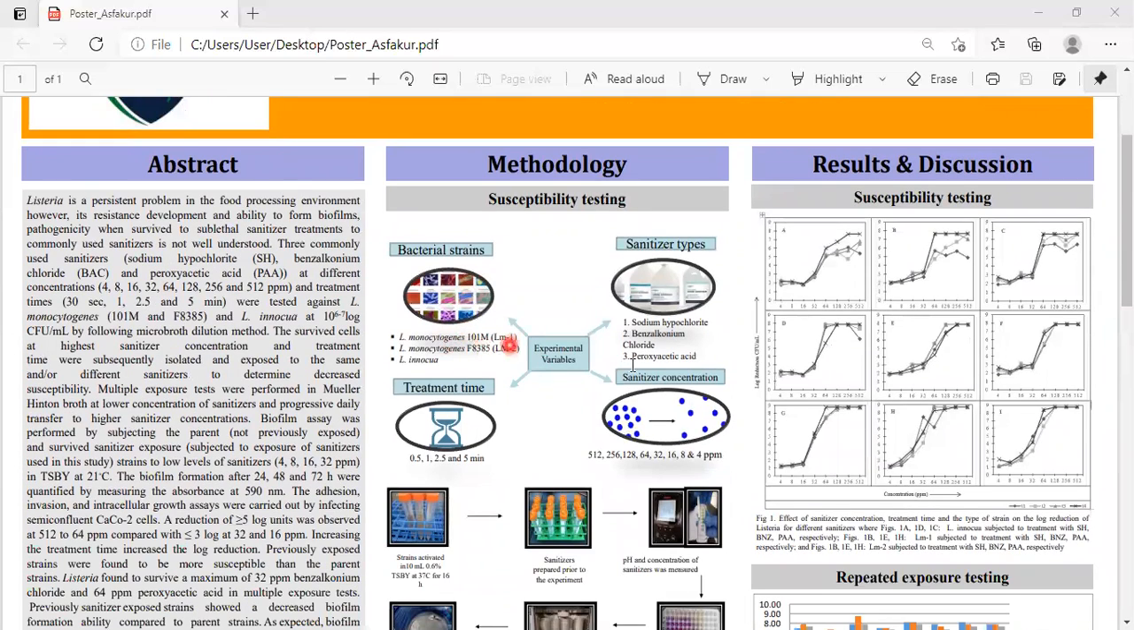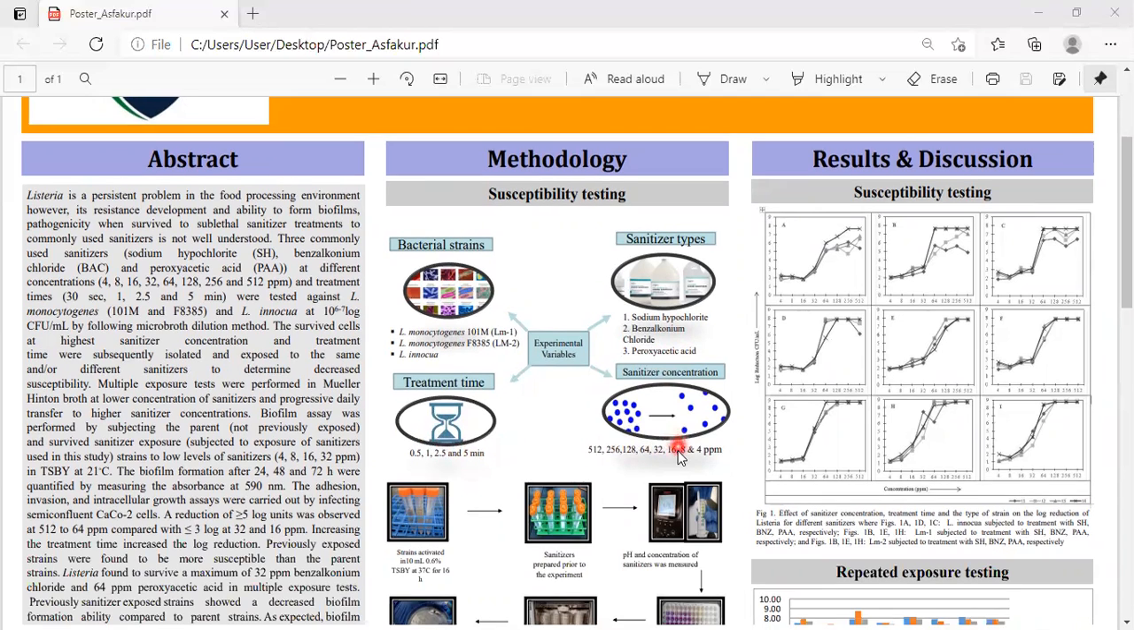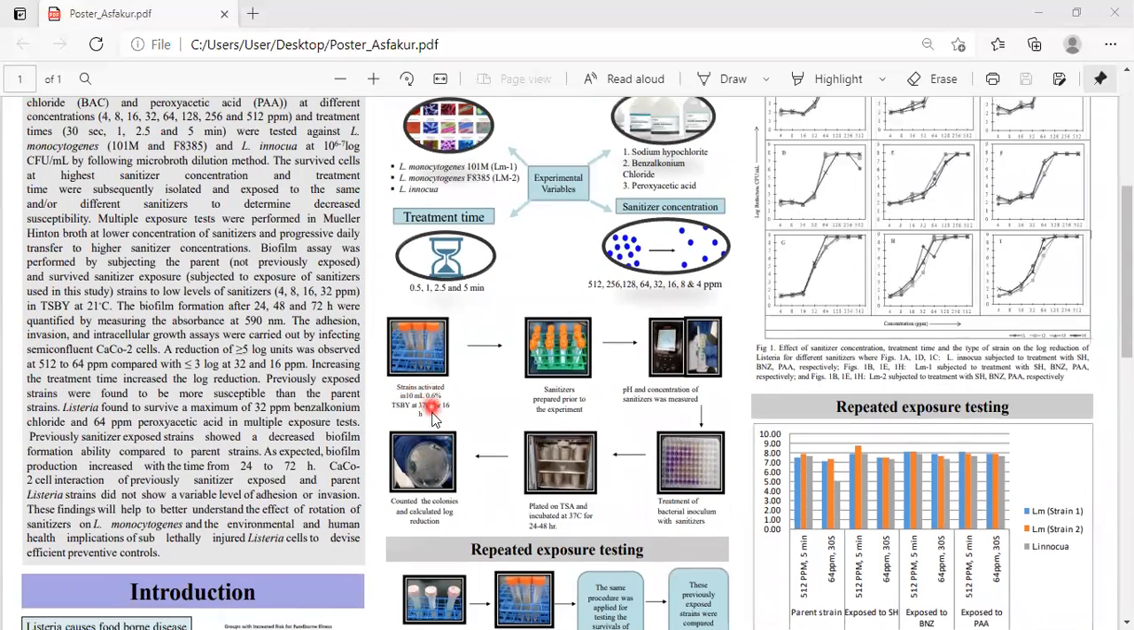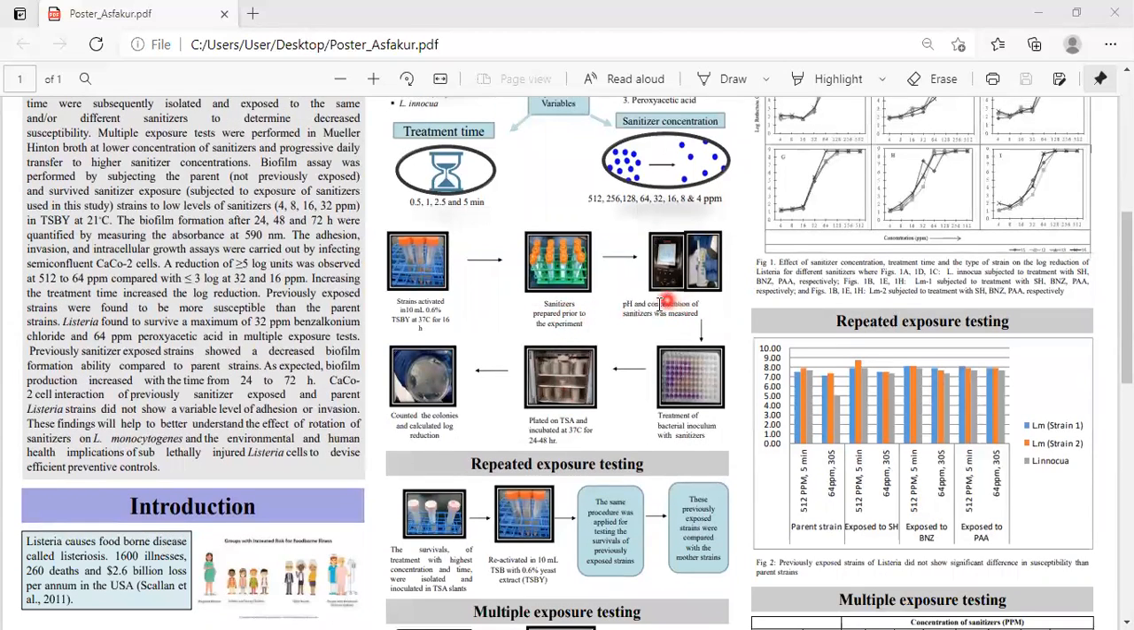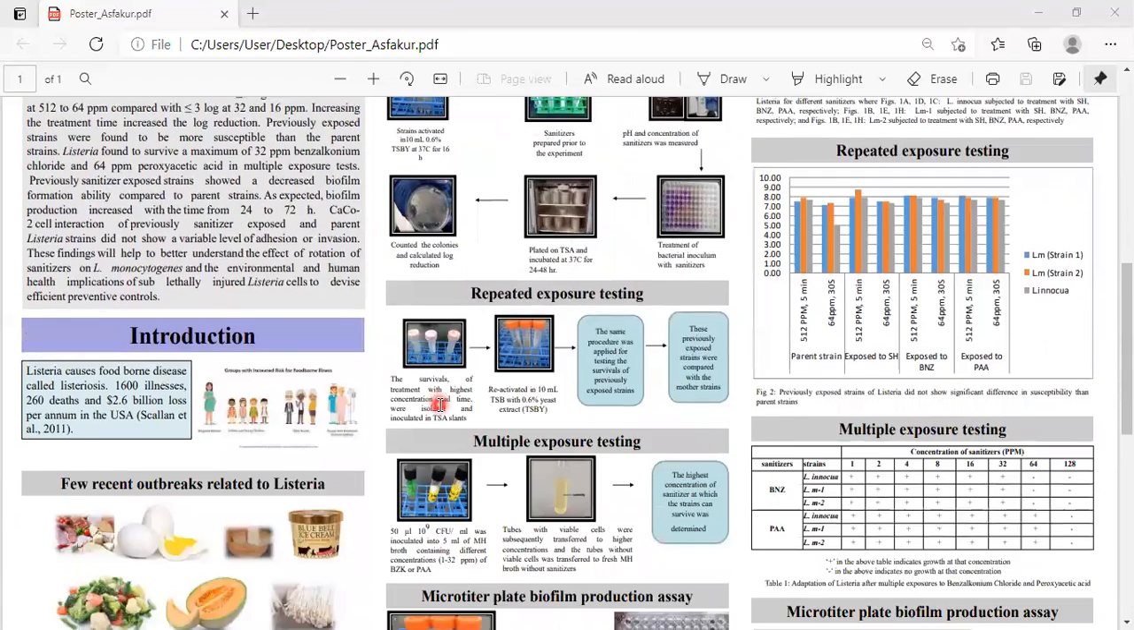Methodology: we used these three strains and these three sanitizers at 4 treatment times and 8 concentrations. First, all the strains were activated and all the sanitizers were prepared. The sanitizers were tested for pH and their concentration, and after that they were subjected to testing in a 96 well plate. After that it was neutralized by neutralizing broth, and then plated on TSA. After 24 hours it was counted for the colony reduction.